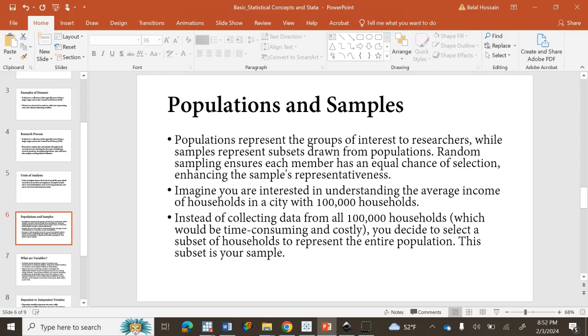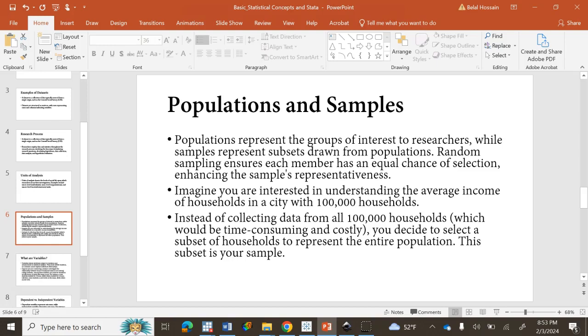And random sampling, which is the process of selecting your sample, ensures each member has an equal chance of being selected, enhancing the sample's representativeness. So imagine you are interested in understanding the average income of households in a city with 100,000 households. So in a city, your unit of analysis is now household, not individual.